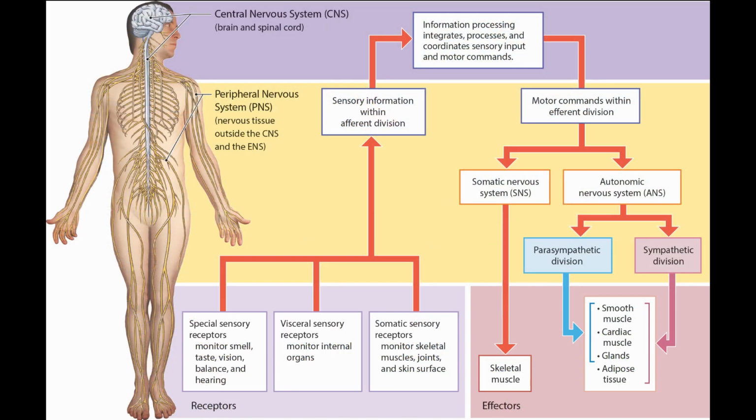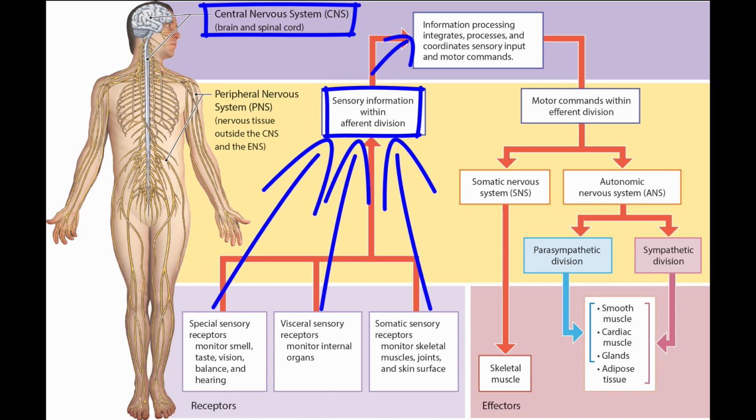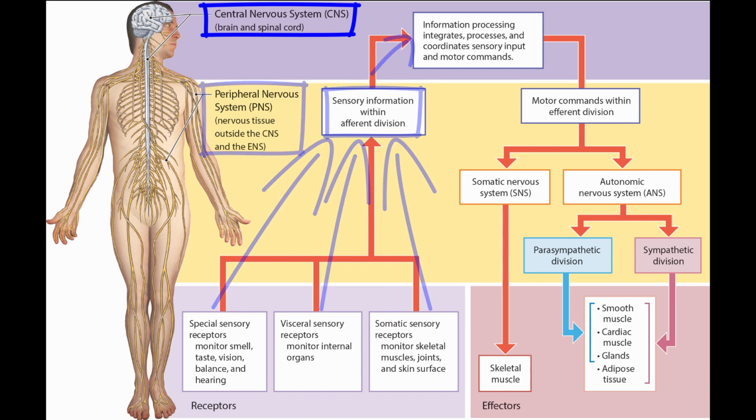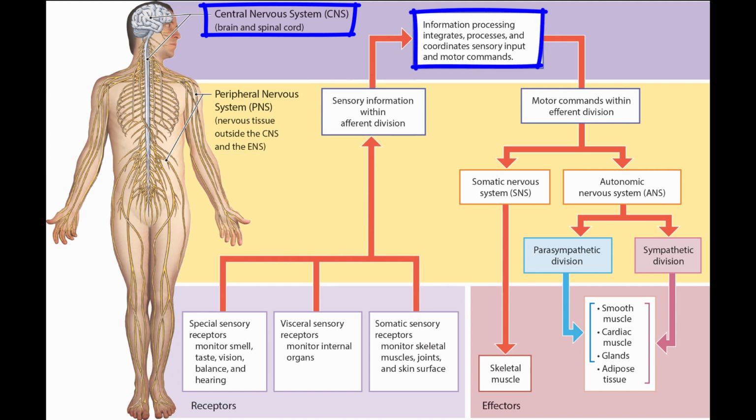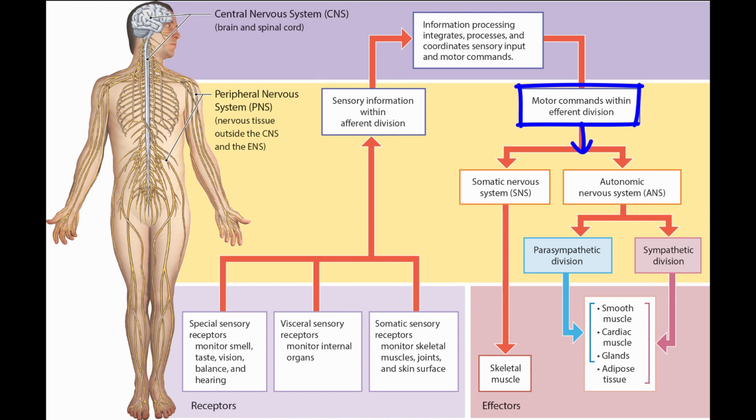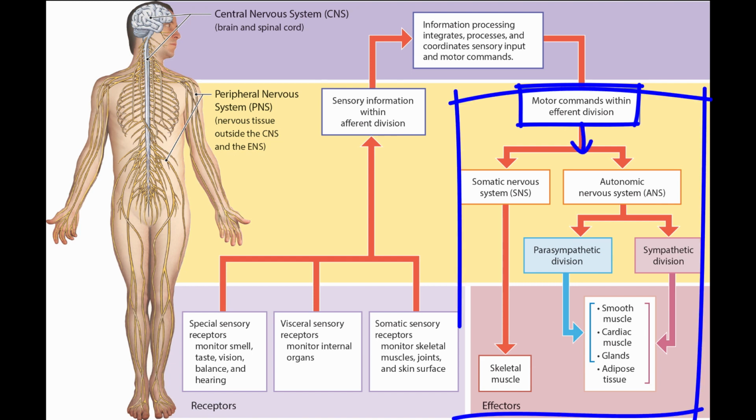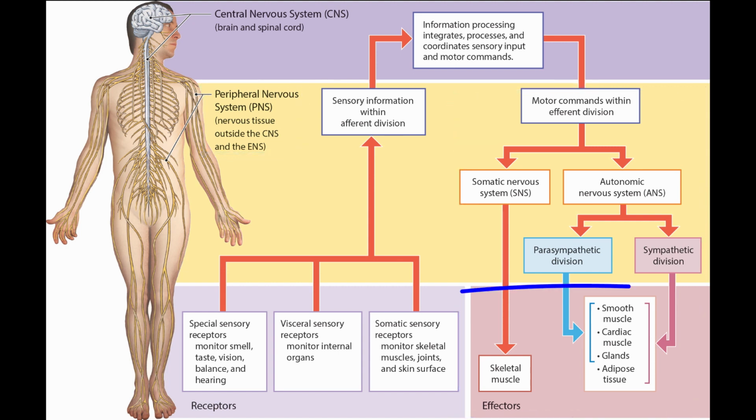To understand the autonomic nervous system, or ANS, it's best to review this image overviewing the entirety of the nervous system. Remember, the central nervous system, or CNS, which is the brain and spinal cord, receives sensory information from the afferent division of the peripheral nervous system. Within the CNS, this information is integrated, processed, and coordinated into motor commands that flow away from the CNS in what is termed the efferent division of the peripheral nervous system.